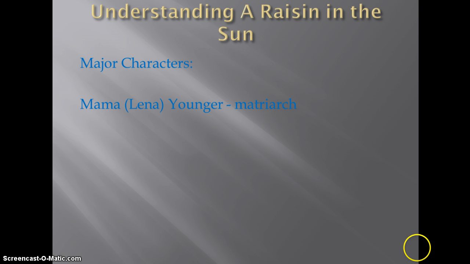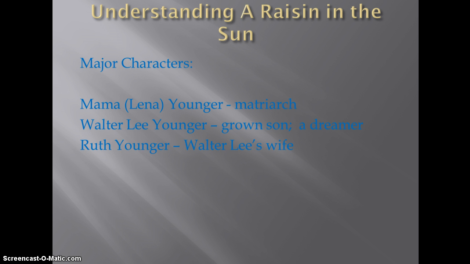And Mama is a very powerful figure in the family for obvious reasons. She has a son, Walter Lee, who is a grown son. He's a dreamer. He wants to get ahead. He's not content with just working the bare subsistence job, has big goals, big dreams. He is married to Ruth Younger, and she's tired with life. She's tired of being poor. She's frustrated with her situation and is a contrast to Walter Lee.